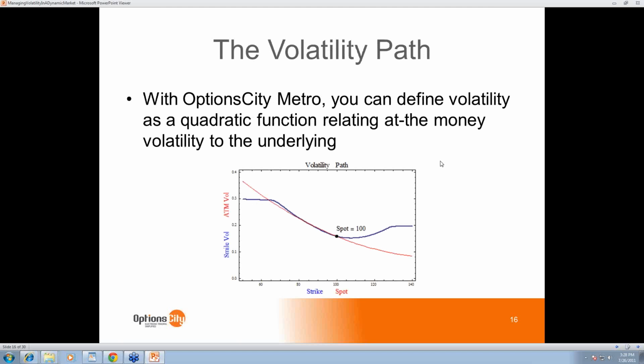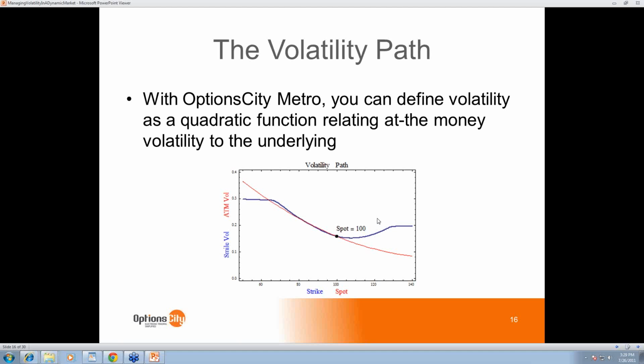So now, what's exactly going on in Metro? And we'll talk more, Jim will show you how it's actually set up, is that you'd set up your curve, your skew, and then you'd also set up a volatility path, which is this orange line here. And that shows you where the at-the-money vol is going to be moving as the underlying changes.